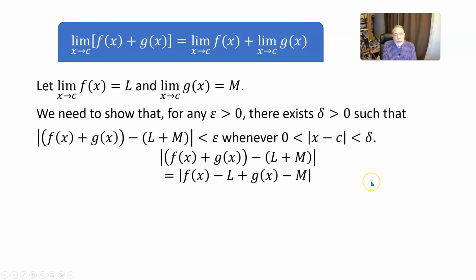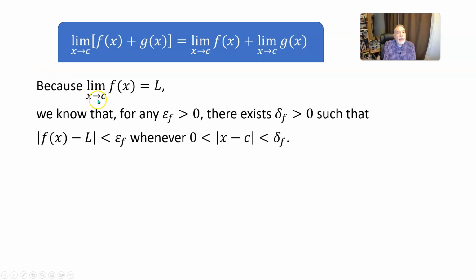And then use the triangle inequality to separate that out into two separate absolute values. So we can say, according to the triangle inequality, that that's less than or equal to the absolute value of f of x minus L plus the absolute value of g of x minus m.